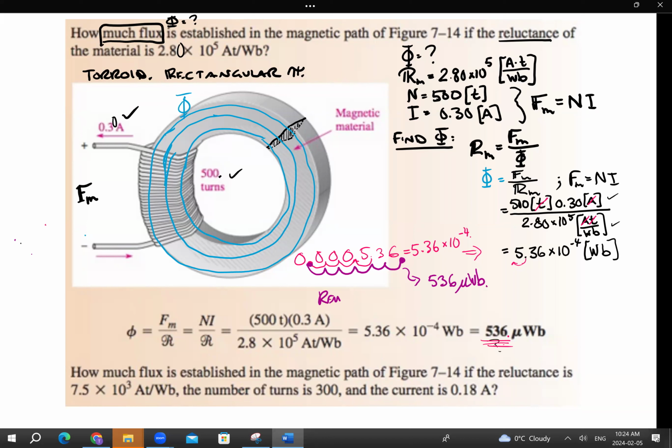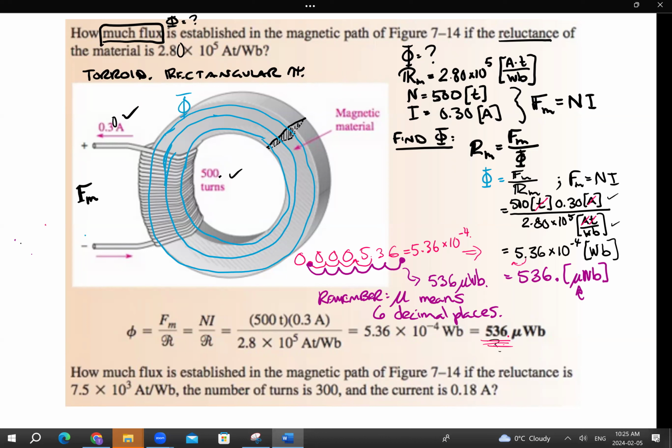So remember, micro means 6 decimal places. Well, micro doesn't mean 6 decimal places, but to get to micro anything, you would move 6 decimal places, because that's what it is relative to 1. So that's how you get from 5.36 times 10 to the negative 4 to 536. I would put a decimal place there just to be clear that we have 3 significant digits and the units of microwebers. Of course, we can't just call this 536 webers. We call it microwebers.